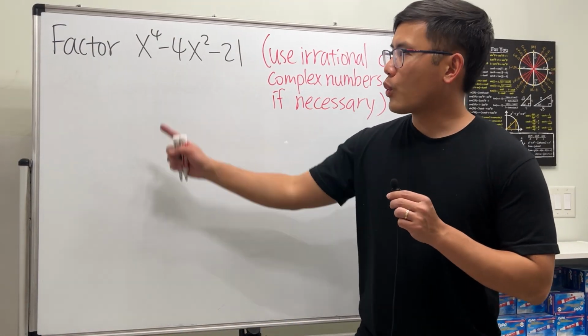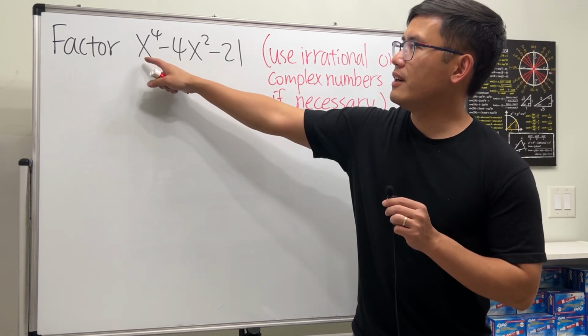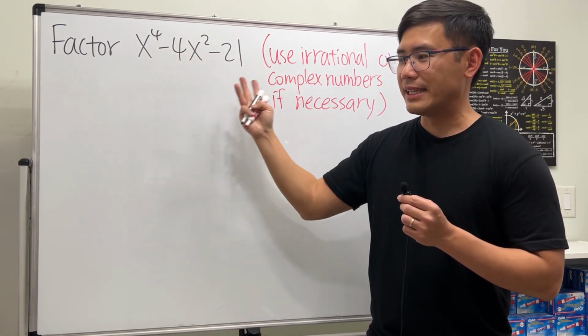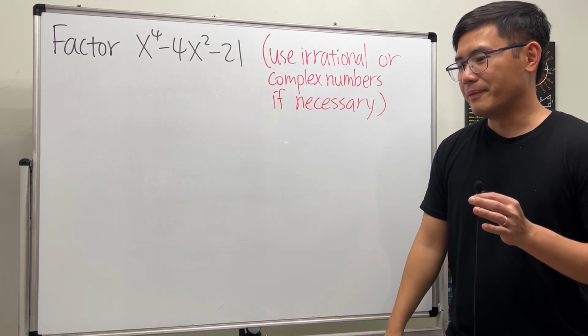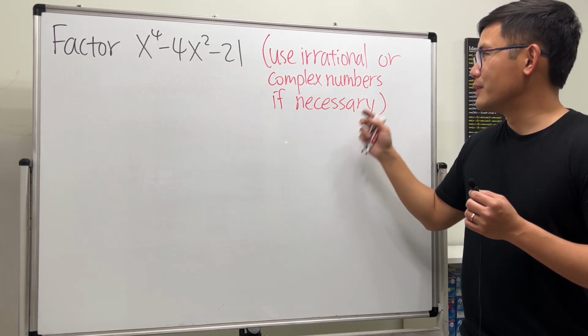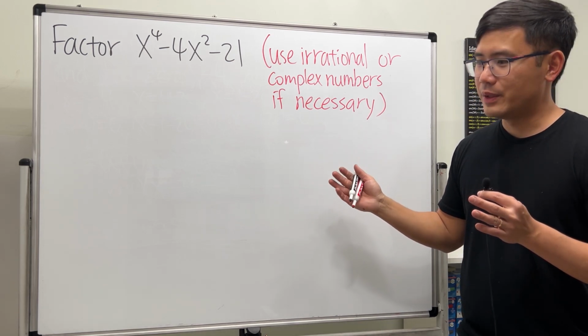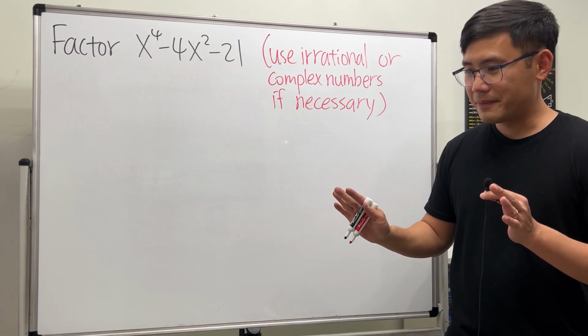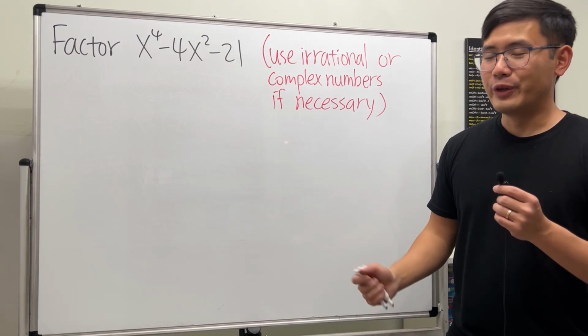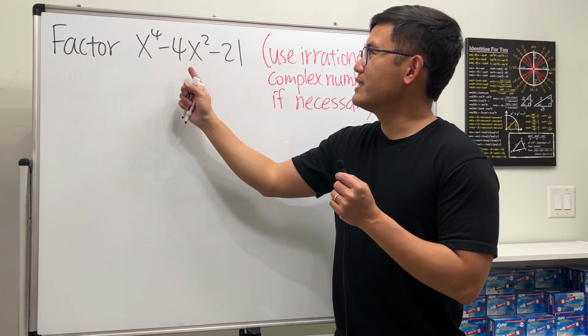Here we are given a quartic trinomial, aka a fourth degree trinomial, because it has three terms. We are going to factor it, and here's the deal. We are going to use irrational numbers or complex numbers whenever necessary, so we just want to see linear factors at the very end. Okay? How do we do it? Well, we have x to the fourth and also x squared.